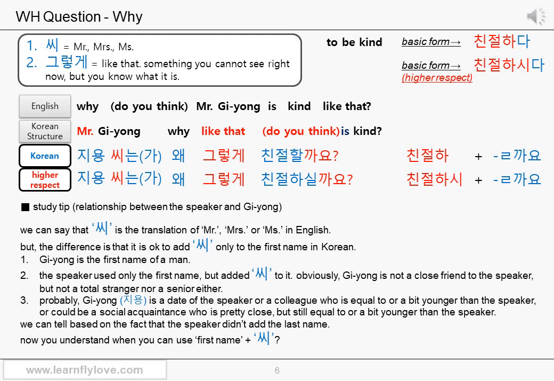So, Ji-young-ssi-neun, the particle neun is used here. Yes, of course you can use the subject particle ga. Let's talk about the difference in nuance shortly. Why? Wae? Like that.